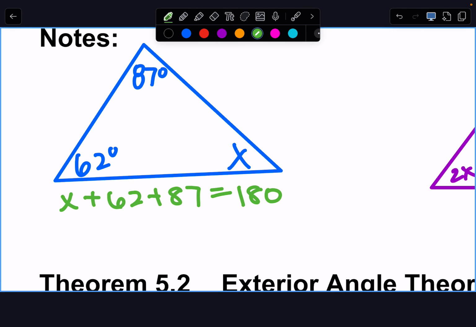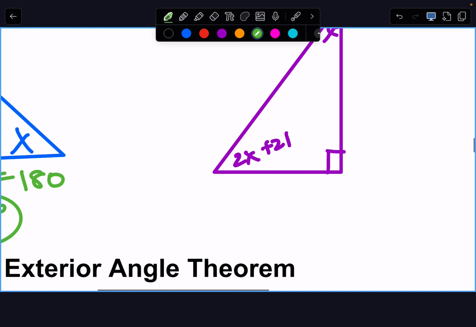Okay, if all three angles add to 180, x plus 62 plus 87 equals 180, what does x have to be? 31? Our missing angle is 31 degrees. No, you're not. Hey! 31 degrees. Well, you wrong, boy.